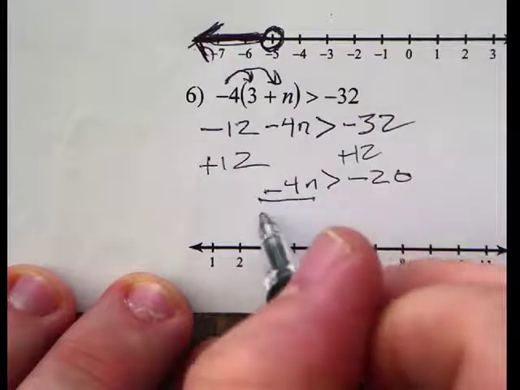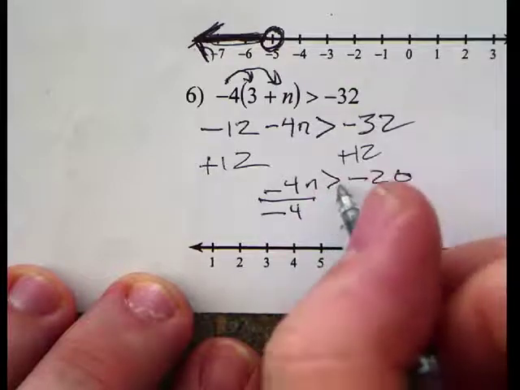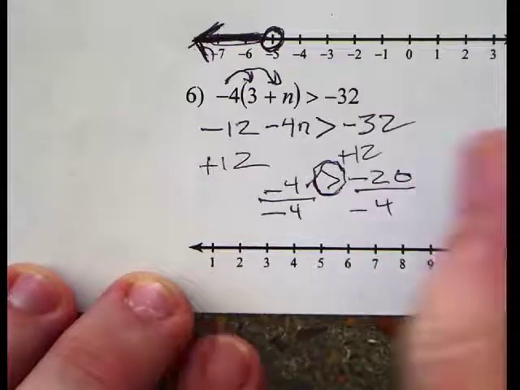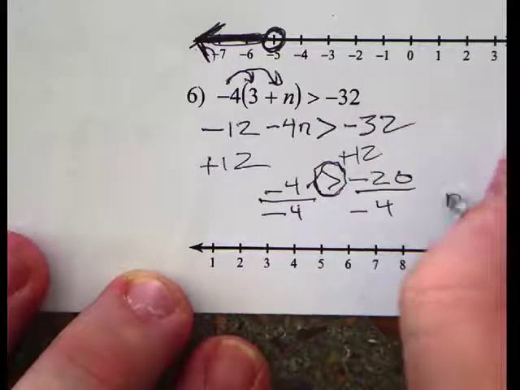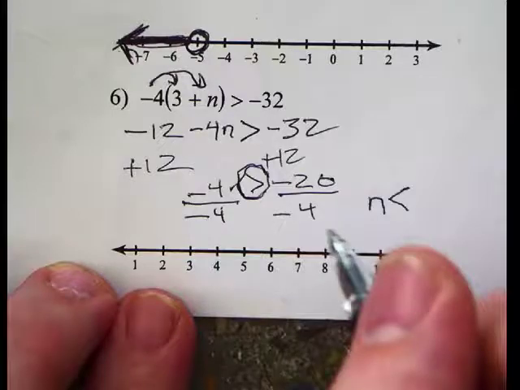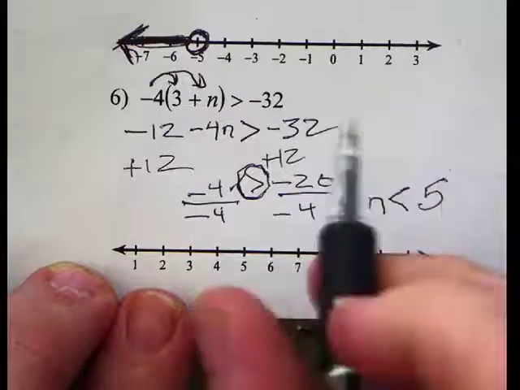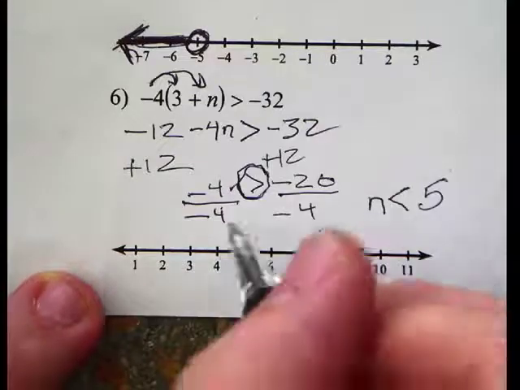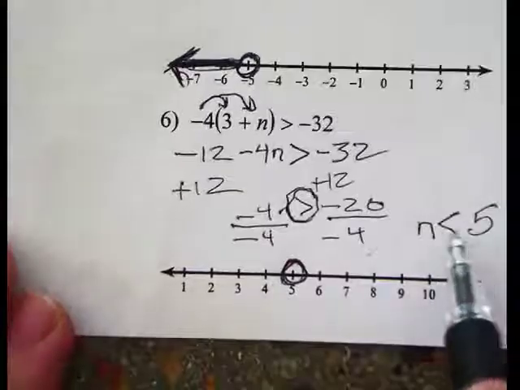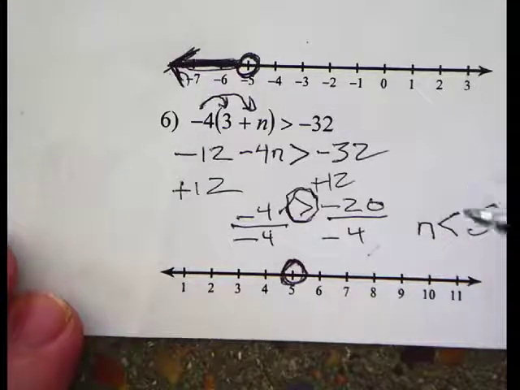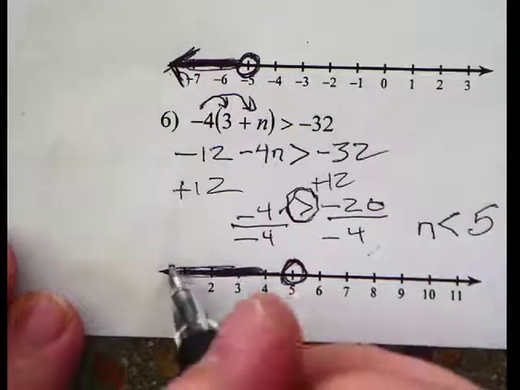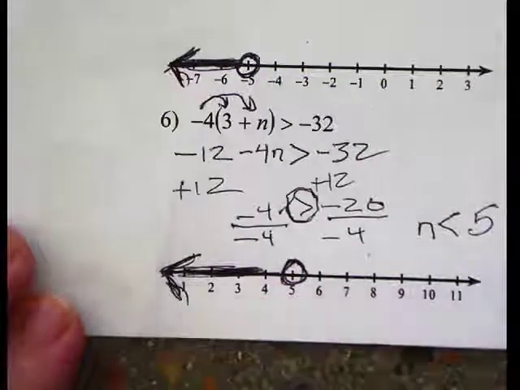Now I have to divide by a negative. Now you got to be careful. When you divide by a negative, you got to switch the sign. So divide by a negative. Now I have n, and I switch the sign, is now less than, not greater than, 5. Because negative 20 divided by negative 4 is 5. So it's less than, so it's a hollow, and the arrow's pointing to the left, like that. You know, picture that's an arrow. And so I'm going to shade everything to the left. And there you are.